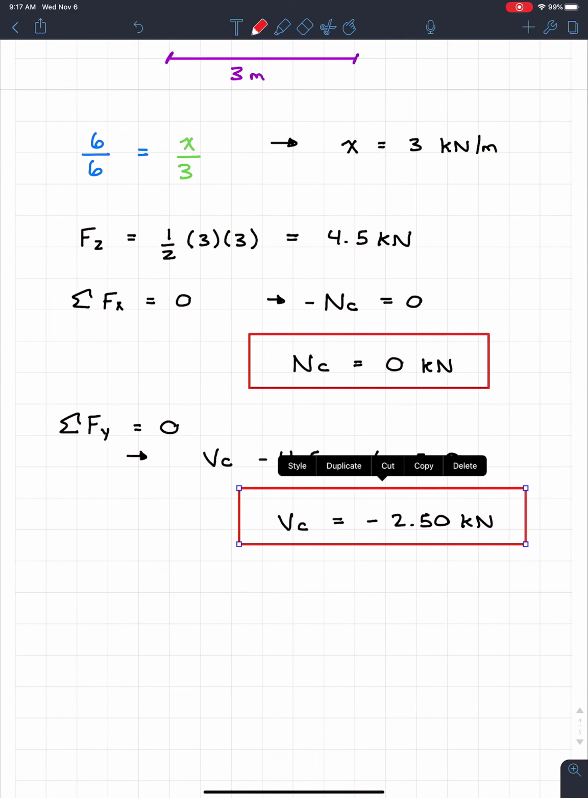But this is what's nice about this: if you get a negative answer, you just leave it. I have my VC as negative 2.5. Perfect. That's the final answer. I don't have to change anything or do anything like that. So it's really, really nice.